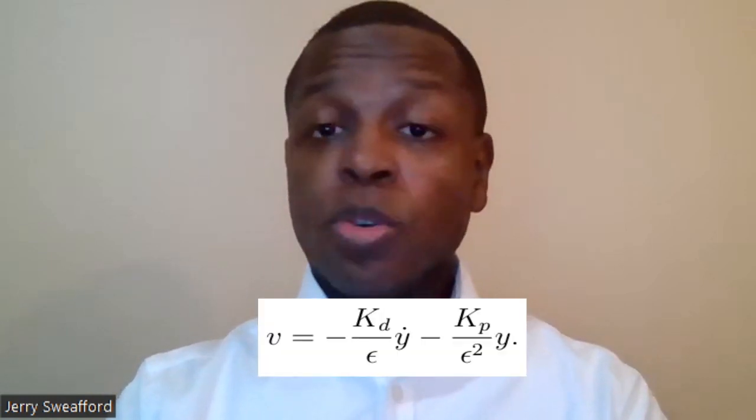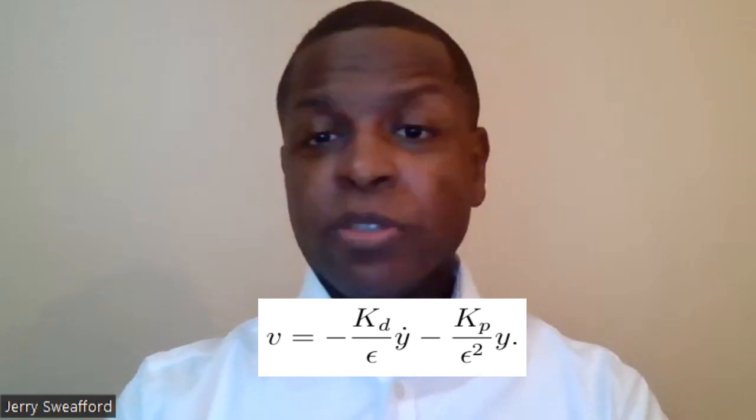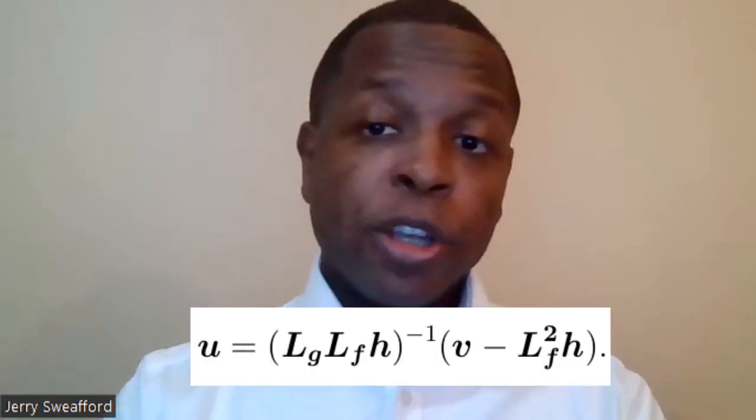For homogeneity, we apply parameter epsilon to the controller as follows. We set epsilon equal to 0.1 for this controller. With this linear optimal feedback control V fully defined, we can now compute our primary control U.